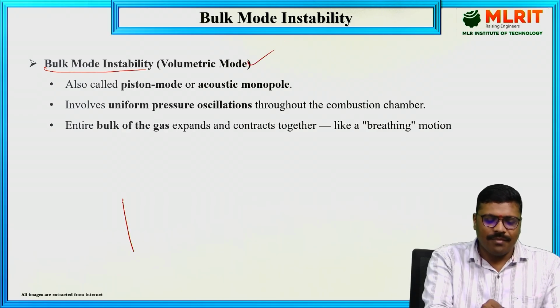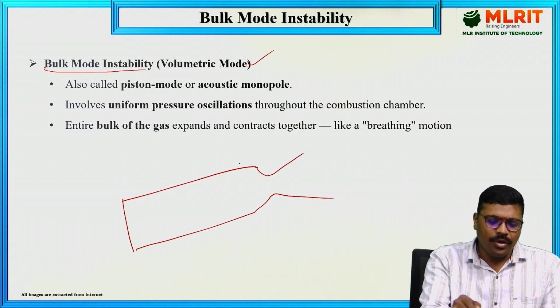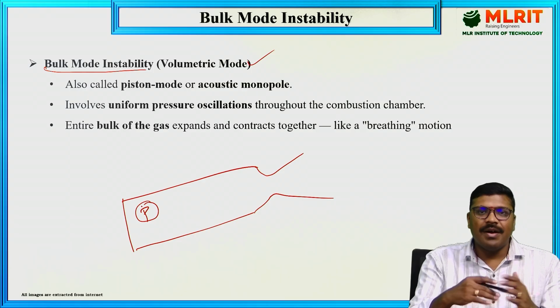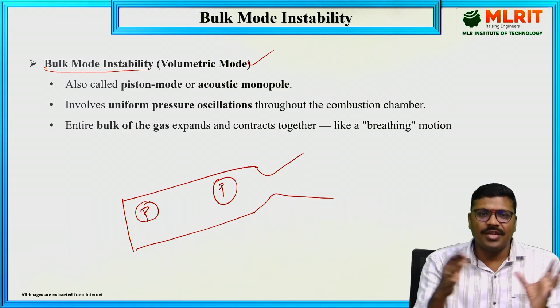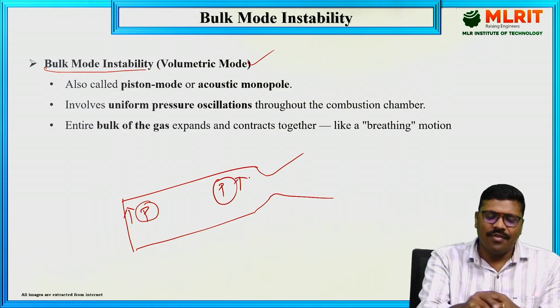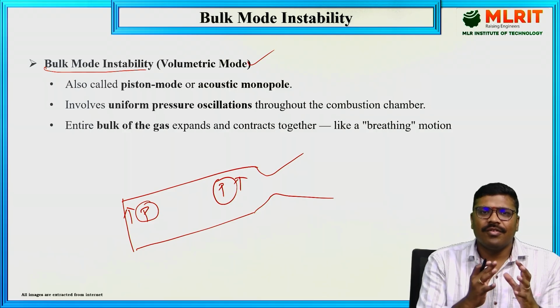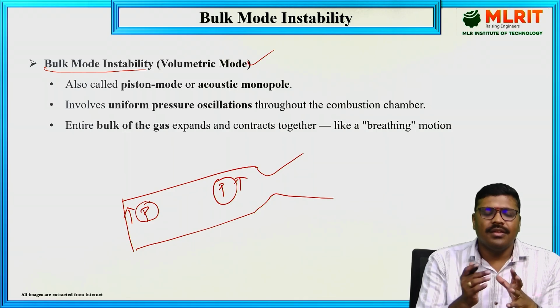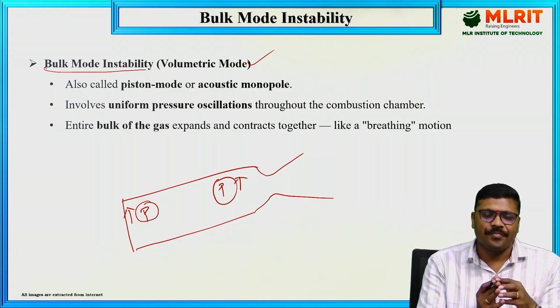If you take the combustion chamber like this, the pressure in the total combustion chamber varies uniformly, as a unison. Here the pressure rises, here also it rises. Every place the pressure rises uniformly like a single volume. Then that type of combustion instability is called bulk mode of combustion instability.